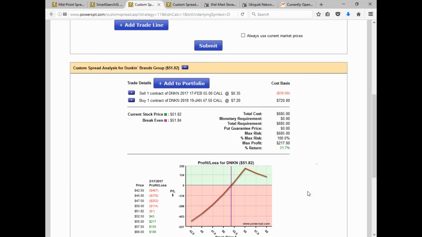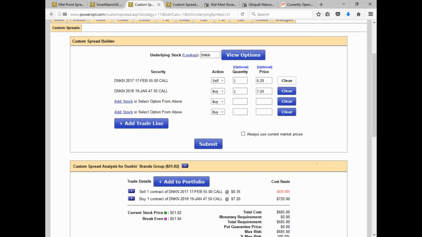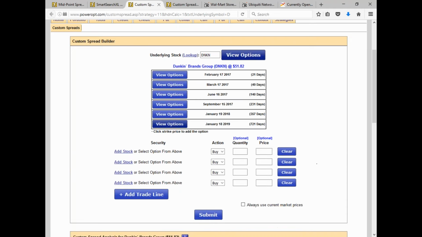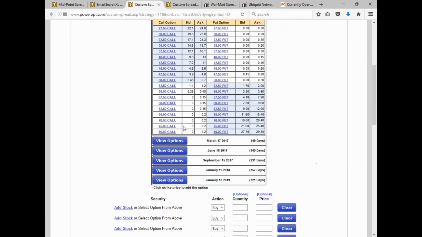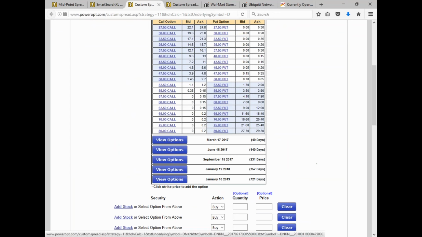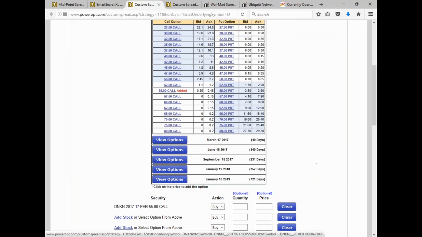We'll stick with Dunkin' Donuts. This is not something I do, but sometimes investors might be referring to this. So again, I still want to be out of the money because of the obligation, and let's take the 55. That's where we were, right? We could take the 52.5. It's probably more what I do, but I'm going to stick with the 55.